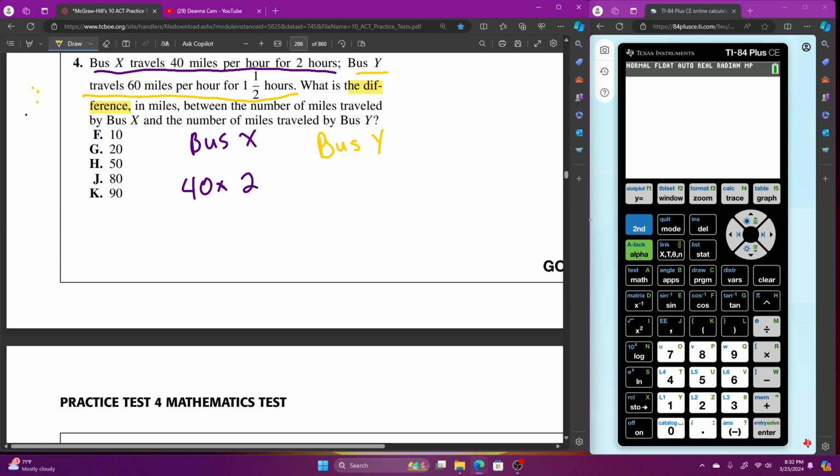Bus Y is going 60 miles per hour for 1.5 hours. I can rewrite that as 1.5. And again, what are we doing with those numbers to see how many miles bus Y goes? We're going to multiply it. And then we need to find the difference in those 2 answers. So first, let's go ahead and solve it out.